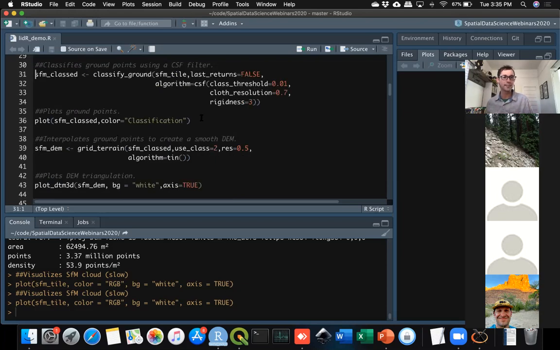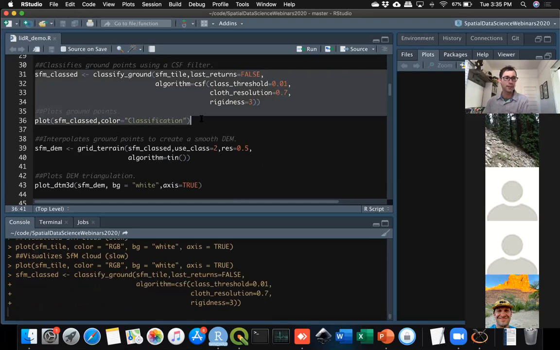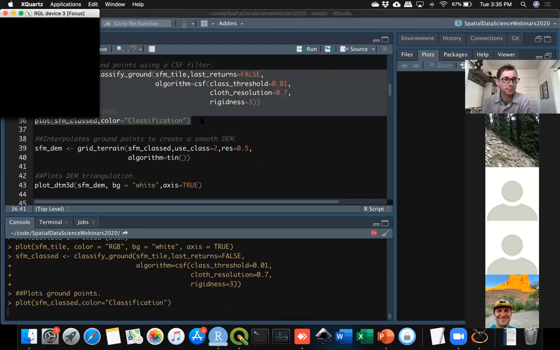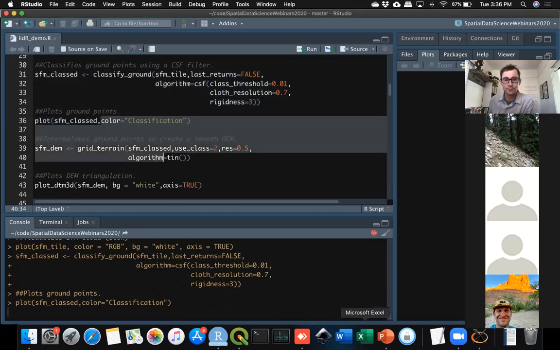If we do that, it takes a little bit of time to run through and classify those. I think they're about 8 million points. But once we do so, we can take a look at what we've got. Oops.